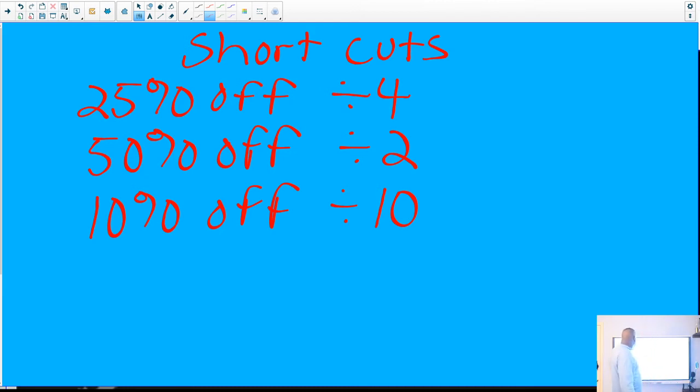So you see 25% off, divide by 4. If you see 50% off, divide by 2. If you see 10% off, divide by 10. There's little shortcuts going on here. You know what I'm talking about? There we go. And that's always it. Sometimes you see this right here: 33 and a third off. You just divide by 3.